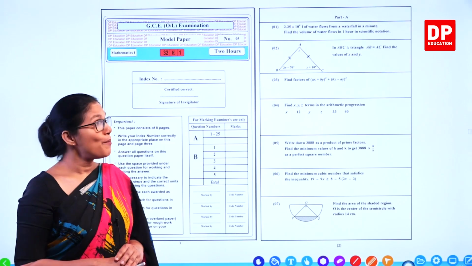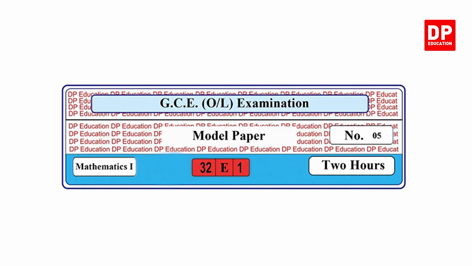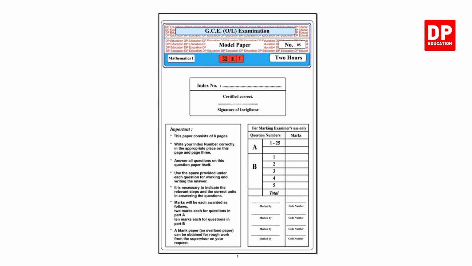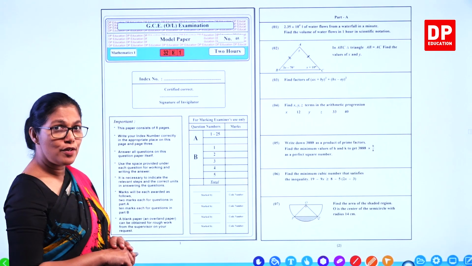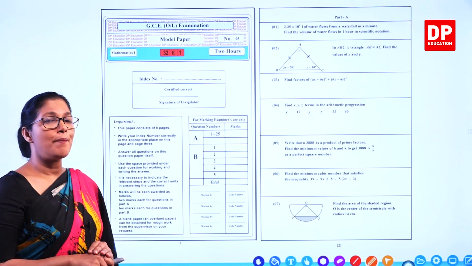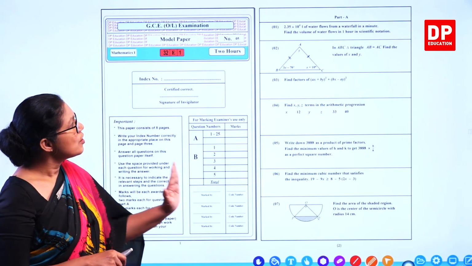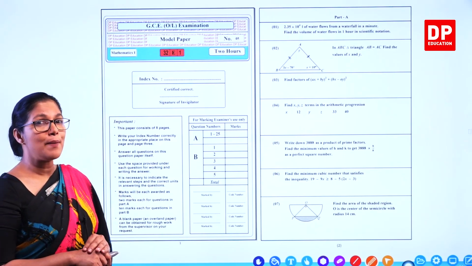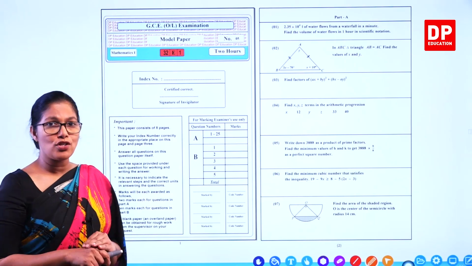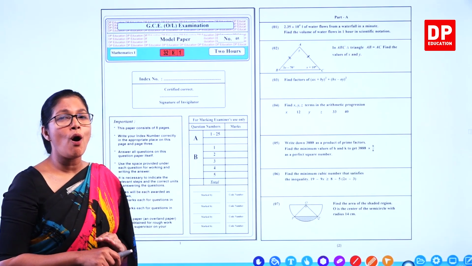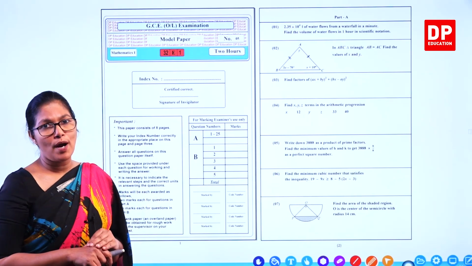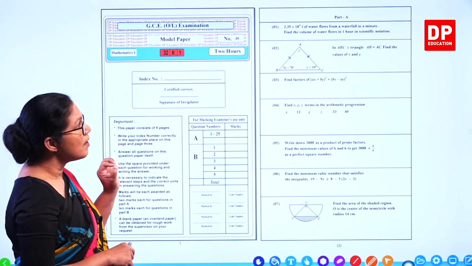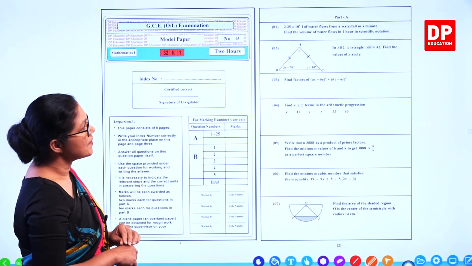Hello students, today I am going to do Model Paper 5 GCE O-Level examination with you. This is paper 1 and you already know spaces are provided in paper 1 and you get two parts. Part A, 25 short questions and part B, 5 long questions, and you have to do all questions in paper 1. So spaces are there, so make sure that you write the answers in the spaces.